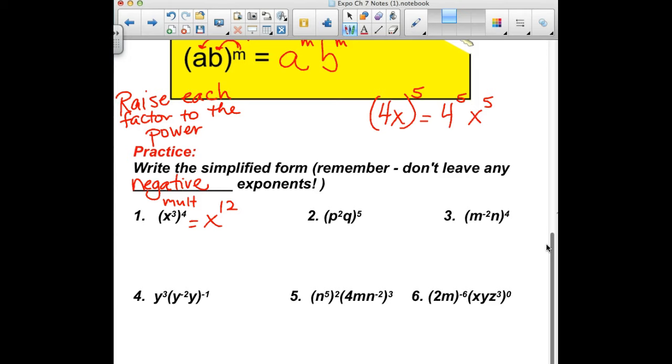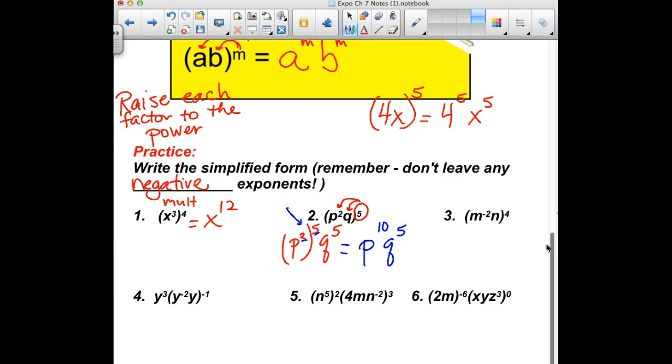Our second question refers to our last property where we have a power outside of a product. We need to distribute that to both parts, which means we're going to have p squared to the fifth, and we are going to have q to the fifth. Now in this first part, we go back to our first property, which says a power to another power needs to be multiplied. So our final answer would be p to the 10th times q to the 5th.